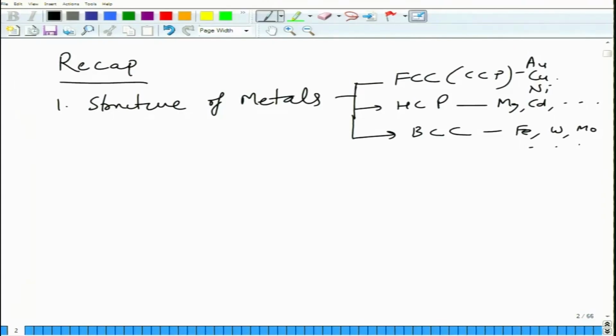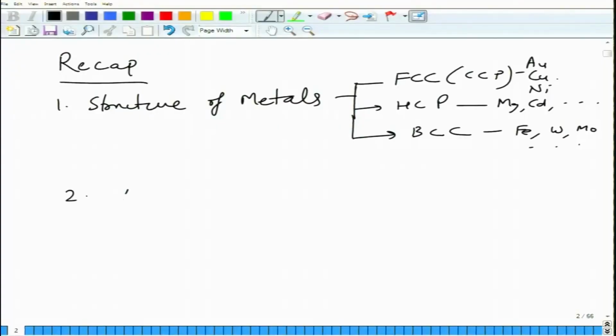Now, the alloys. Most metals do not exist in pure form, and we also use them in impure form for improving their properties. For example, iron is used as an alloy of iron and carbon, because carbon is intentionally put in to make iron stronger. So the question arises: where does carbon go?